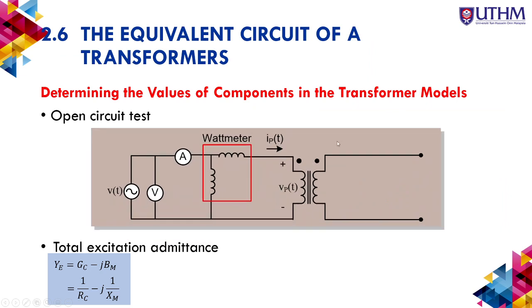So this is the open circuit test. We can say something like this: this one is left open, and then we supply the voltage, and we measure the voltage and also the current. In order to get the power easily, we just use the wattmeter. So this is the setup.